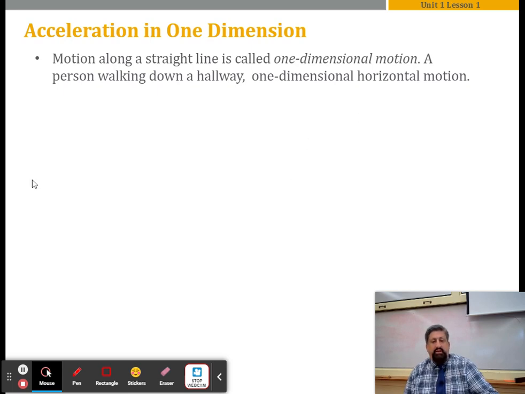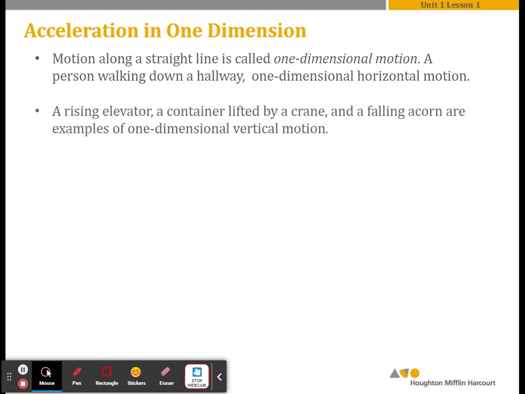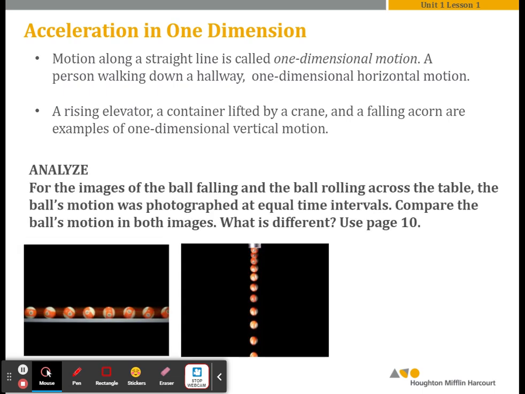If an elevator is moving up and down through an elevator shaft, it can only move along a straight line. That is one-dimensional motion. An acorn falling from a tree, that's also one-dimensional motion. Here are two examples of one-dimensional motion. Look carefully at them. How are they different from each other?